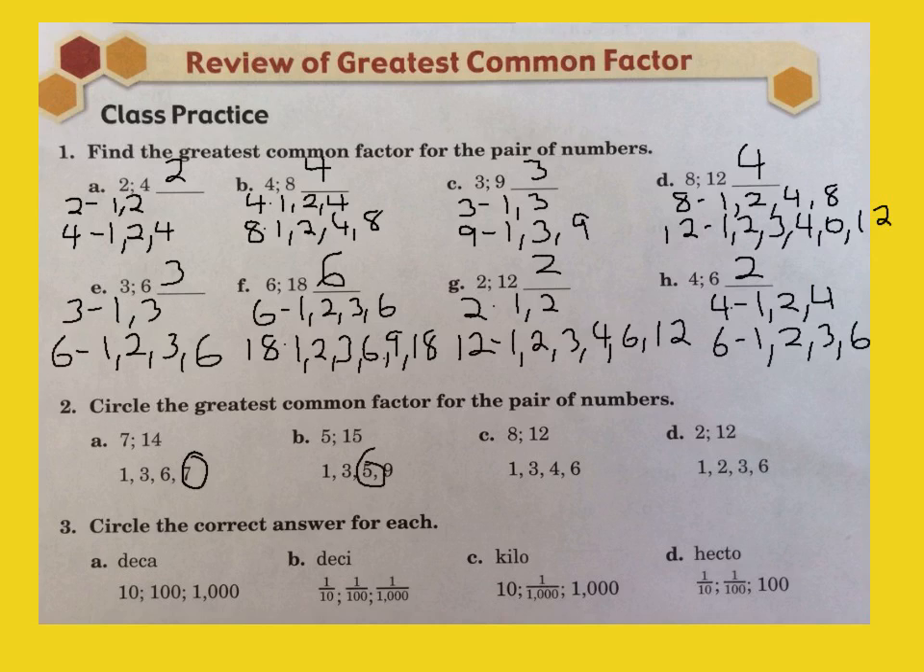Okay, C. We have 8 and 12. What do you think the GCF is going to be? Raise your hand if you think it's 1. Raise your hand if you think it's 3. Raise your hand if you think it's 4. And raise your hand if you think it's 6. The GCF for 8 and 12 is going to be 4.